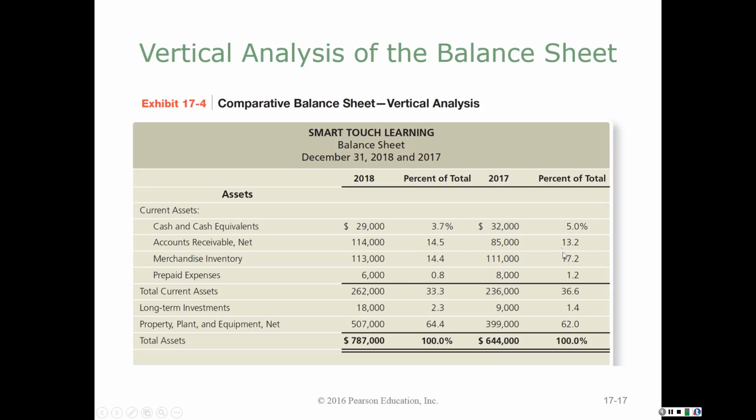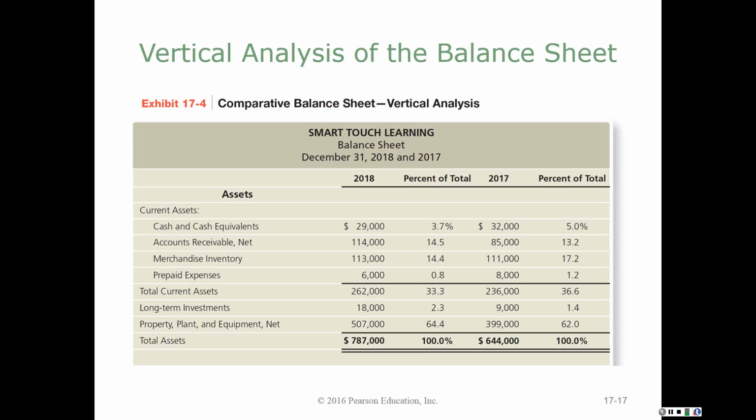We can see that inventory as a percentage of assets has decreased. Now, inventory itself, once again, has not decreased, 111,000 to 113, but as a percentage of assets, it has decreased. Okay, so 113 as a percentage of 787 is 14.4%, compared to 111 as a percentage of 644 is 17.2. Everything on here has been divided by total assets. That's why assets shows up as 100%.